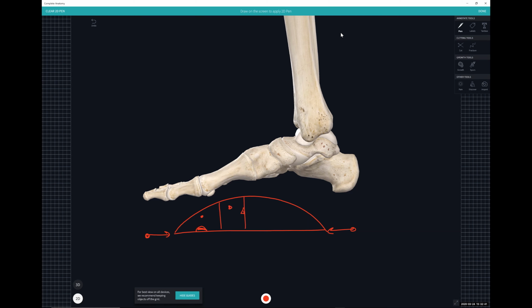And that arch gives rise to a lot of those abilities to absorb impact. So as that foot gets compressed, that arch flattens out, and then it can return back to a fully arched structure.